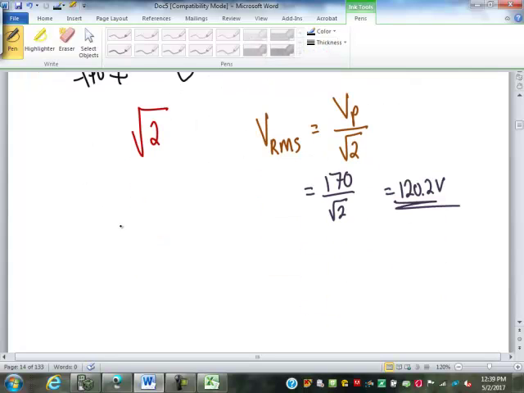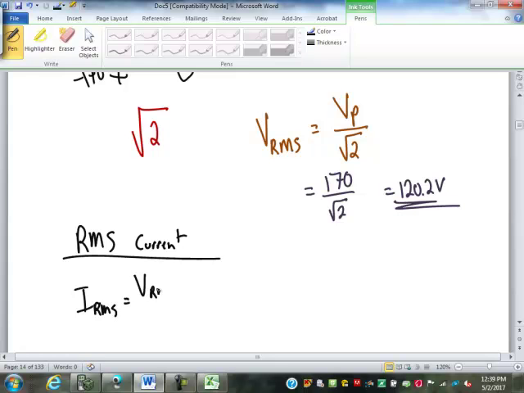Current is going to be the same thing. RMS current is just going to be the RMS voltage divided by whatever our total resistance is, or impedance of that circuit. Well, it comes out to be that RMS current is the peak current divided by the square root of 2.